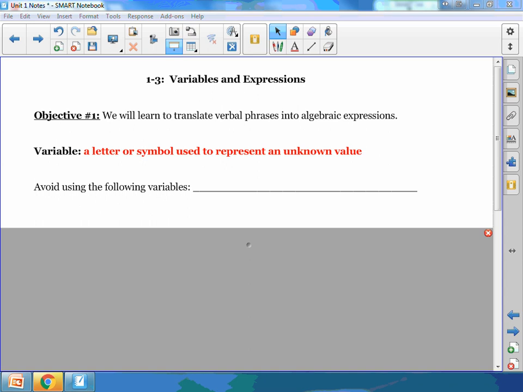The very first definition we have in this section is that of a variable. We just talked about variables when we were going over our homework, so I know there's a background there. So our definition is pretty simple. It's a letter or a symbol used to represent an unknown value.